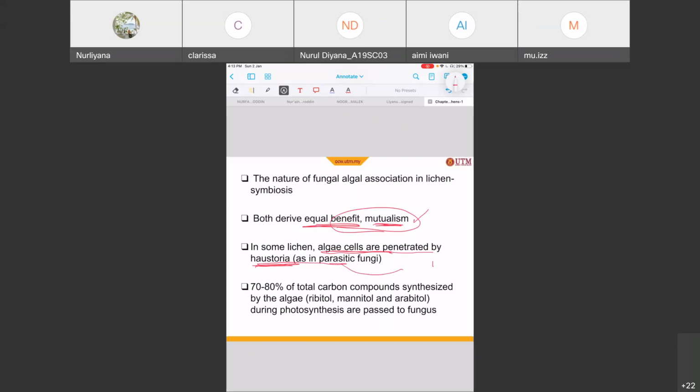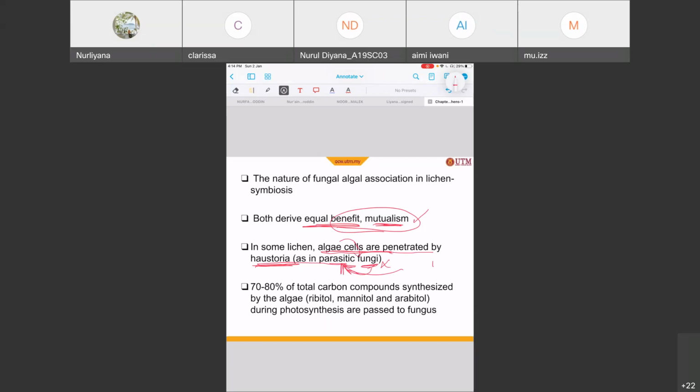In some cases, only one side gets benefit. That is what we call a parasitic fungi. So the algae in the end gets nothing. So this is not good, because this is not a healthy relationship where you take advantage of the other one. Okay, although the algae cells are known to provide food for fungi.